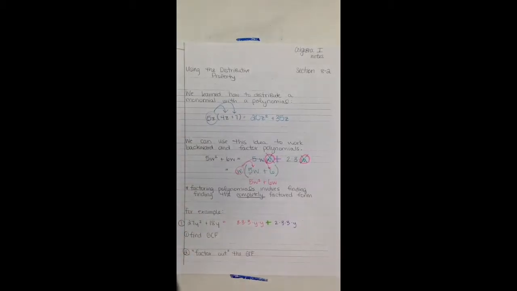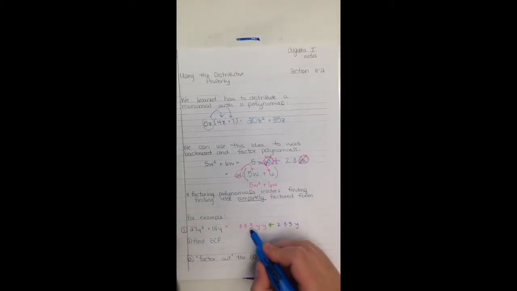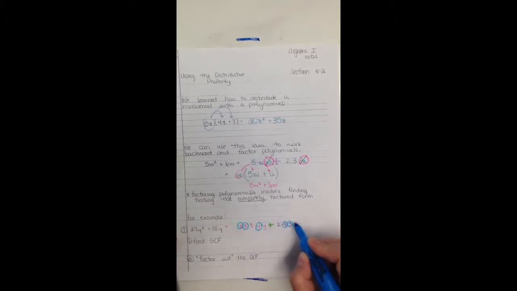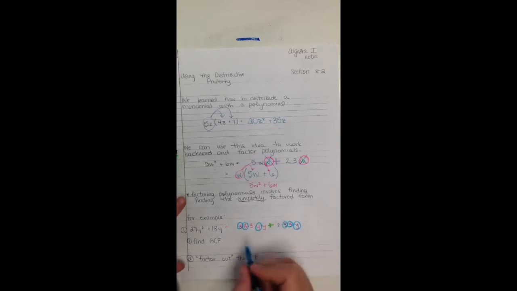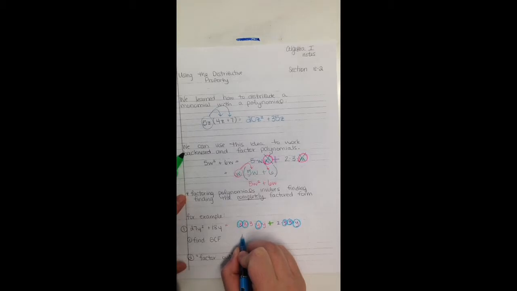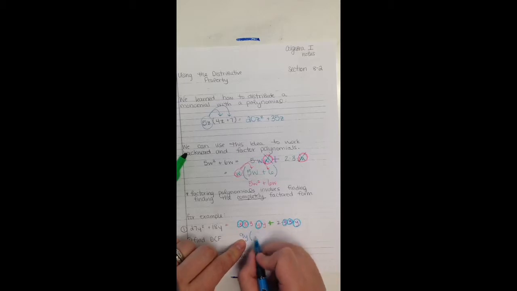Now I'm only going to take the things that they have in common. They have no 2s in common, they have two 3s in common, and they have one y in common. I'm going to pull those things out. So their greatest common factor is 3 times 3 times y, which is 9y. I write that on the outside of the parentheses, and then I write what's left: 3y plus 2.